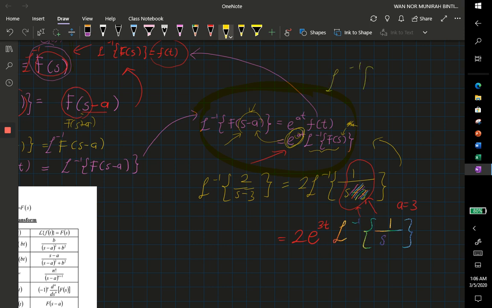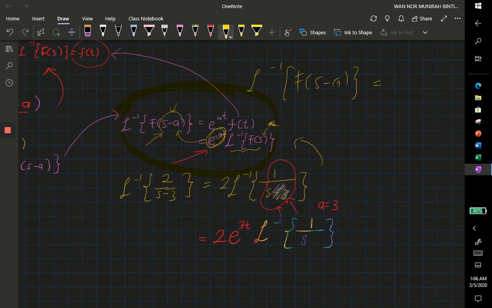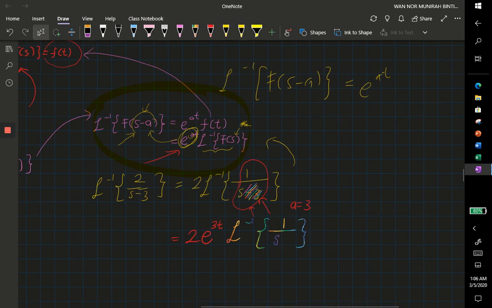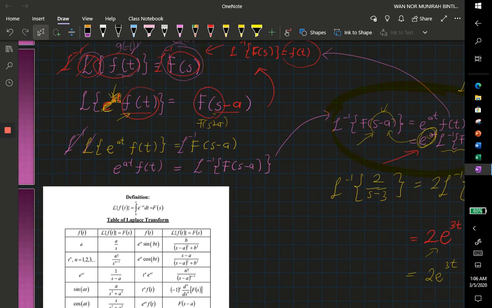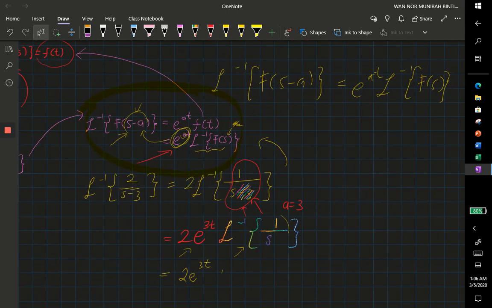Laplace inverse of F(s minus a) equals e^(at) times Laplace inverse of F(s). So you have e^(at), and there is no more Laplace inverse of F(s minus a); you just have F(s) only. So I have 2e^(3t) Laplace inverse of 1 over s, and only then I refer to the table. 1 over s is this one, a over s. Your a is 1, so you just have 1 here. So the solution is 2e^(3t).